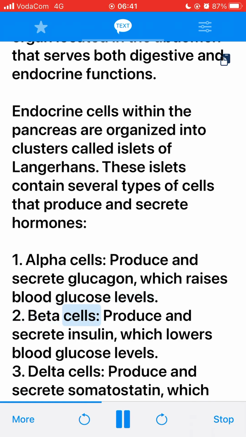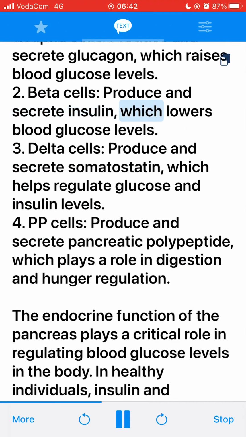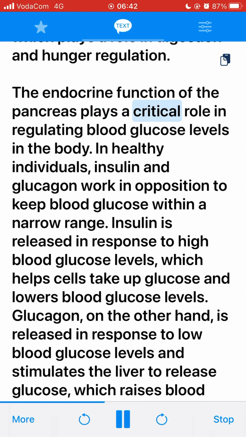2. Beta cells produce and secrete insulin, which lowers blood glucose levels. 3. Delta cells produce and secrete somatostatin, which helps regulate glucose and insulin levels. 4. PP cells produce and secrete pancreatic polypeptide, which plays a role in digestion and hunger regulation. The endocrine function of the pancreas plays a critical role in regulating blood glucose levels in the body.